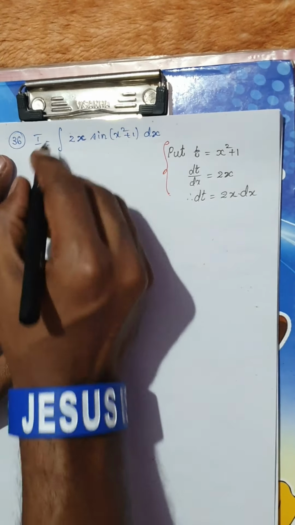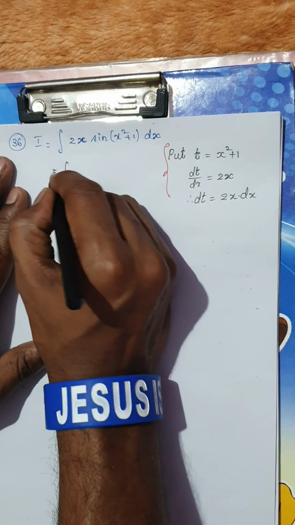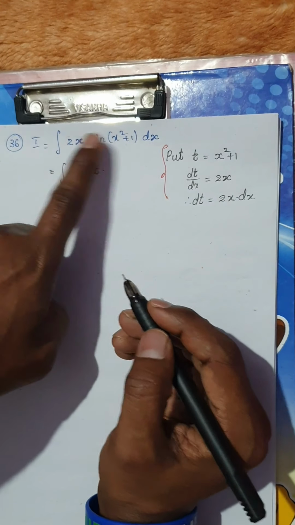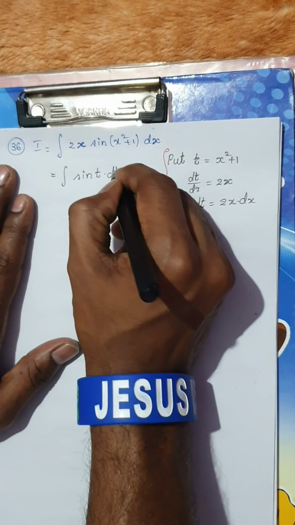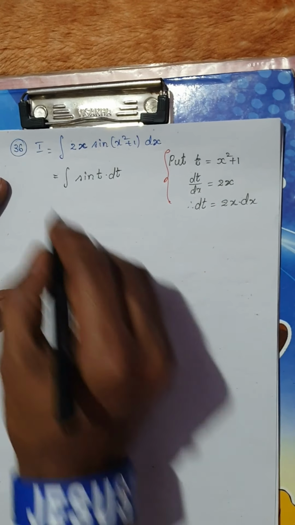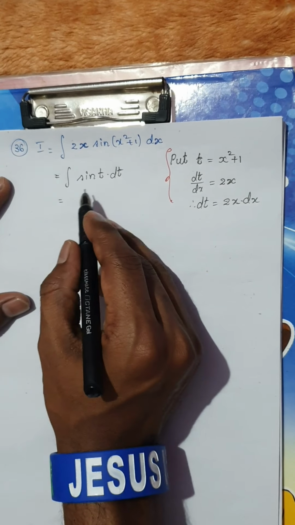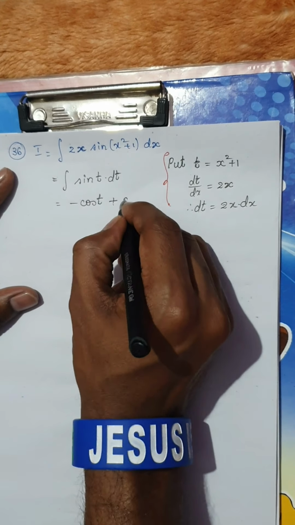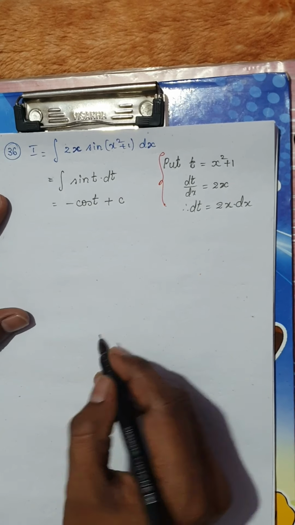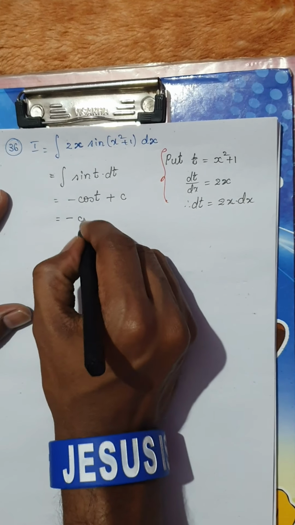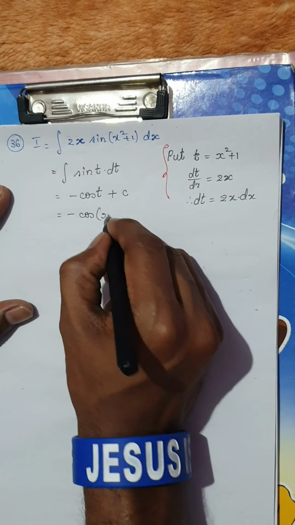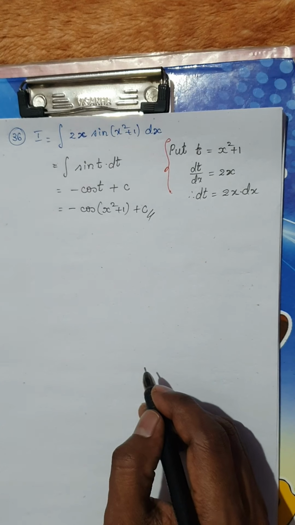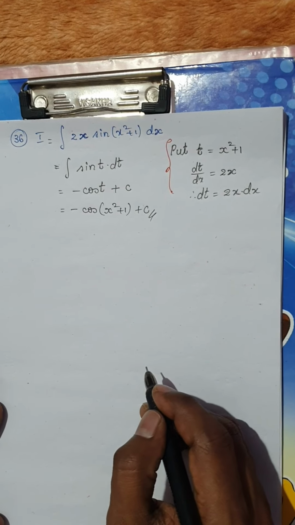See what happens. This is nothing but the integral of, now remember, I am going to get sine of t, and 2x into dx I am going to write as dt. Very simple result. Now what is the integral of sine t? The integral of sine t is minus cos t plus a constant of integration. So the final result would be minus cos of, what is t? t is x square plus 1, plus c, which is the constant of integration, and that is the final answer.